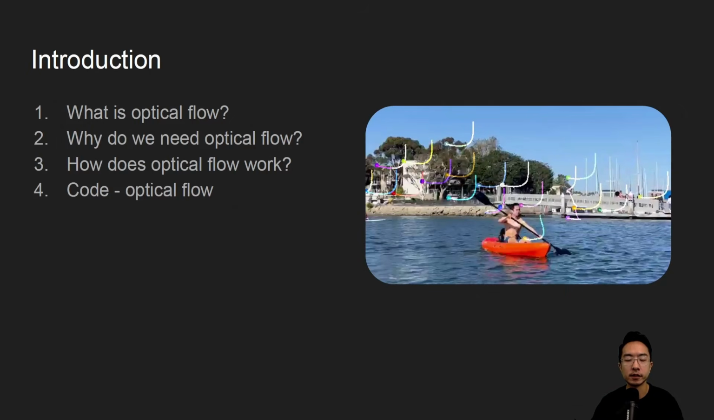All right, in this video, we're going to talk about optical flow in OpenCV using Python. So we will start off by saying what it is, why do we need it, how does it work, and jump right into a coding example. So by the end of this video, we will see how we could track all these points here on the right, as well as another example that we'll see at the very end.